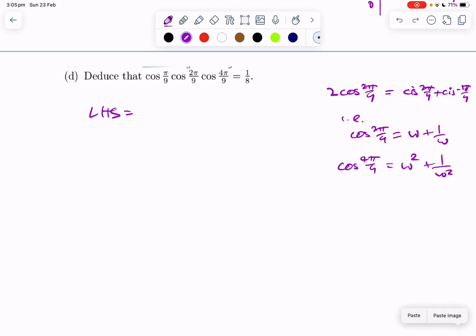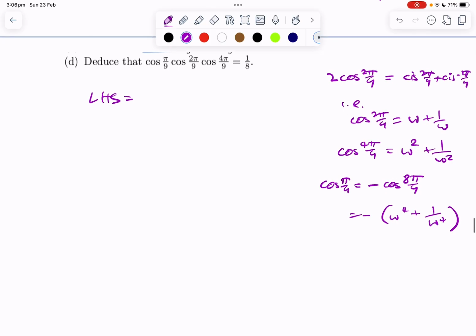But the cos of pi on 9, I'm going to relate to the negative cos of 8 pi on 9, which will give you the negative of omega to the 4th plus 1 on omega to the 4th. So our left-hand side becomes... in all of these cases, I've got it exactly wrong. We need a 2 and a 2 and a 2, to be clear, right?